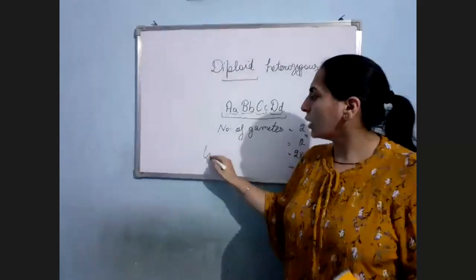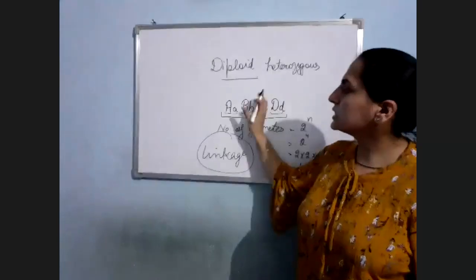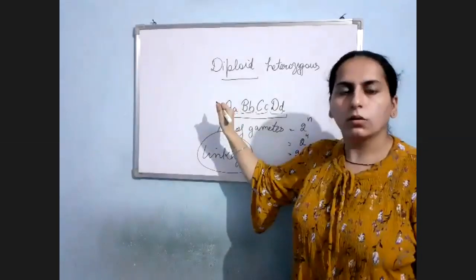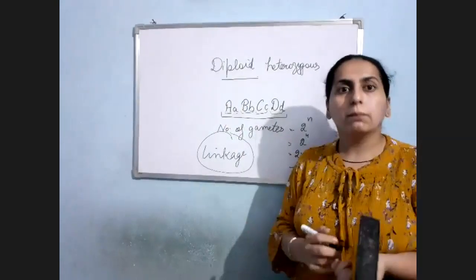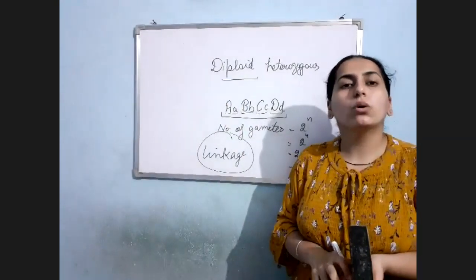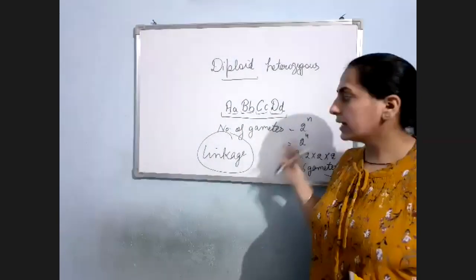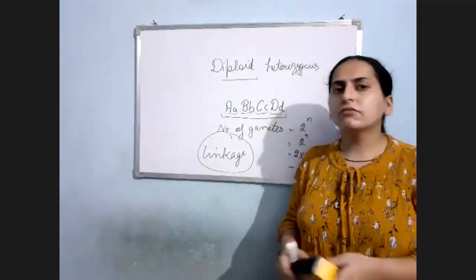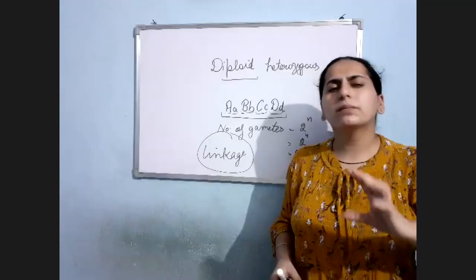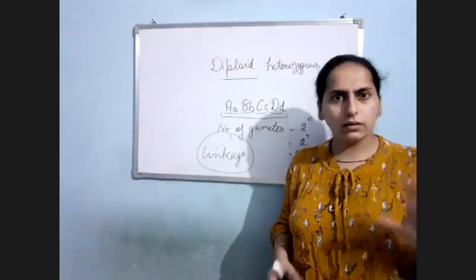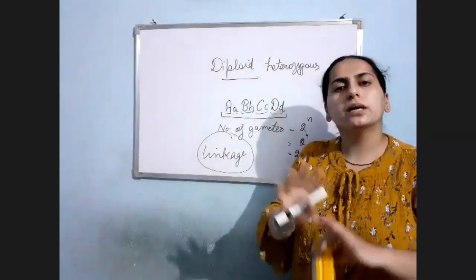But yes, there is a condition that the alleles must not be linked, because you have read about linkage. In linkage, what happens? The genes are linked sometimes. In that case, the number would surely be different. But when there is no linkage, the number of gametes would be 16. If there is linkage, then we can't tell the number. It will depend on the distance and so many things. Clear? So if the genes are not linked, then 16 gametes would be produced.